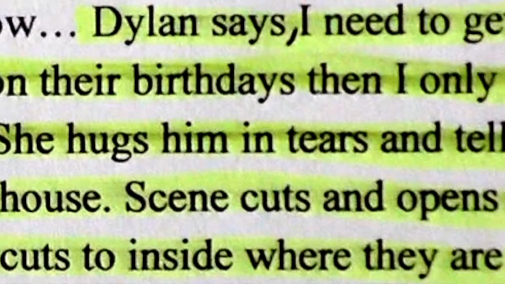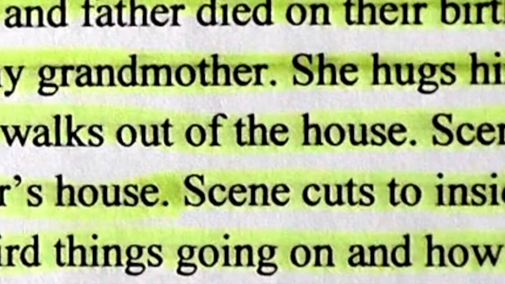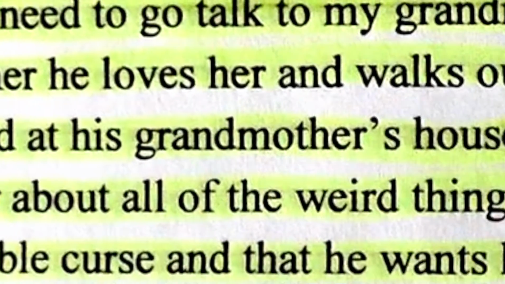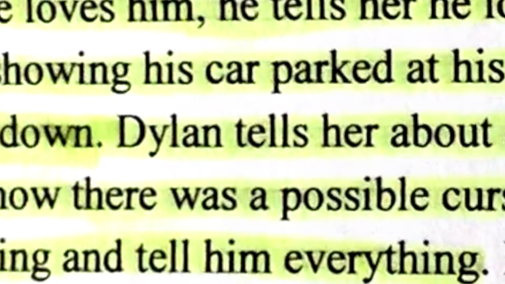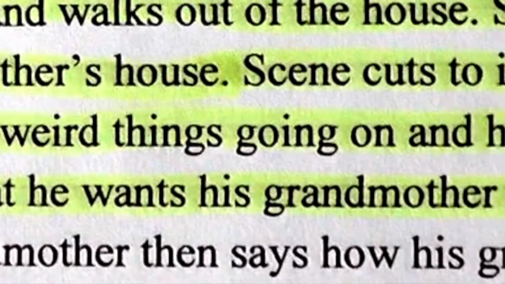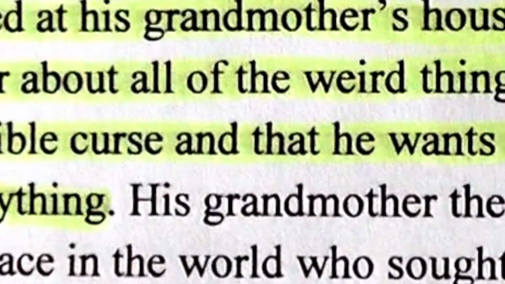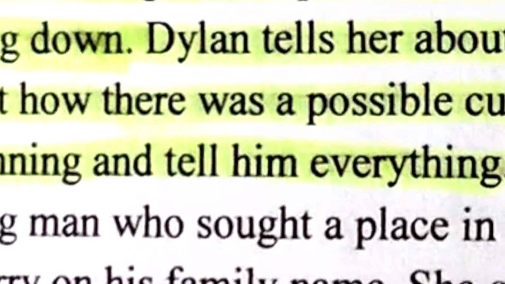She hugs him in tears and tells him she loves him. He tells her he loves her and walks out of the house. Scene cuts and opens the scene showing his car parked at his grandmother's house. Scene cuts to inside where they are sitting down. Dylan tells her about all the weird things going on and how his mother told him about how there was a possible curse and that he wants his grandmother to start from the beginning and tell him everything.